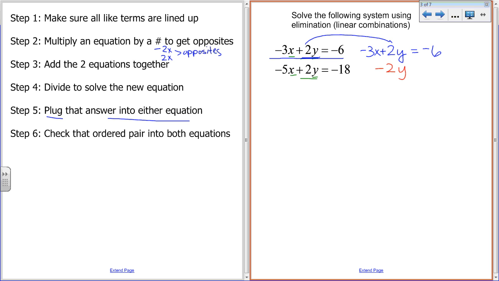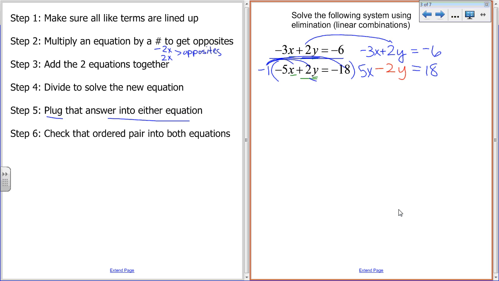This, though, has to change. To go to here, I need to multiply by negative 1. So that's what I'm going to do with this entire equation, is I'm going to distribute negative 1. So this becomes a positive 5x. This is the negative 2y that we wanted. And this is a positive 18. All right? I'm going to erase that so I can combine those together.